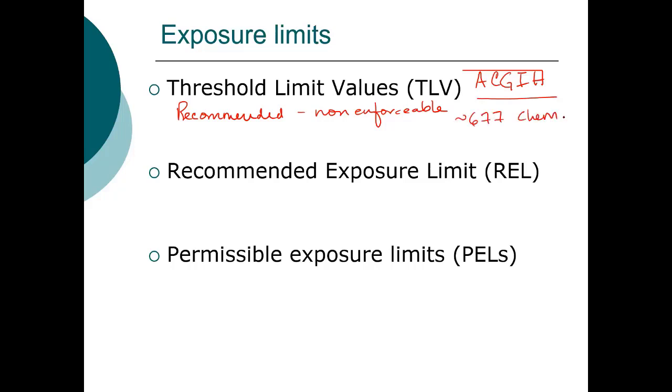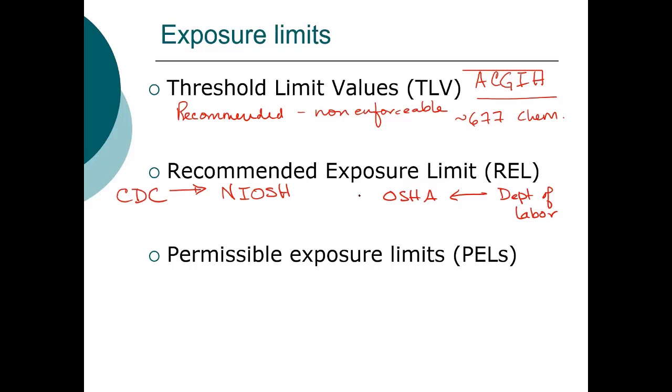Now, the recommended exposure limits are set by NIOSH. The Centers for Disease Control is the overseeing body for NIOSH. NIOSH is the National Institute of Occupational Safety and Health. It is a research arm of CDC. OSHA, on the other hand, is a regulatory body under the Department of Labor. So NIOSH and OSHA are under two different agencies within the federal government.